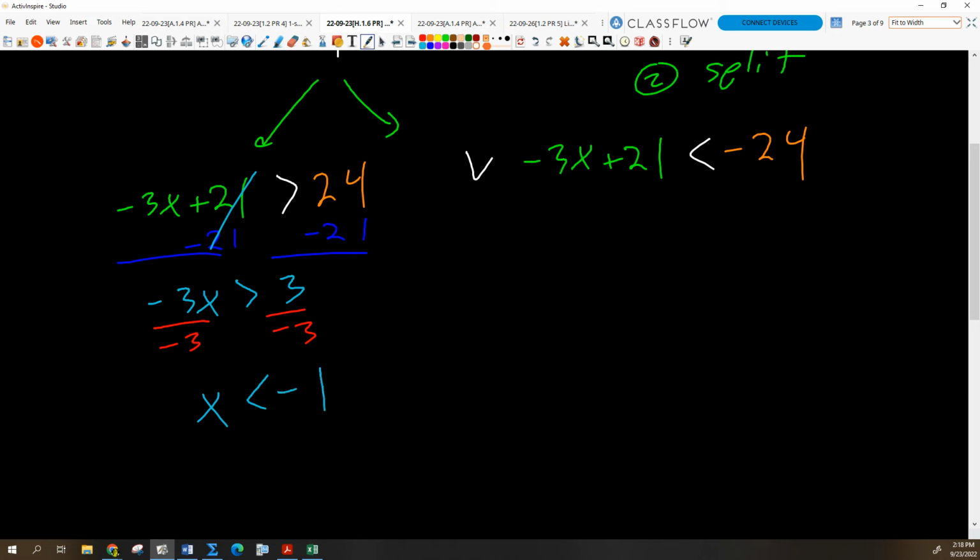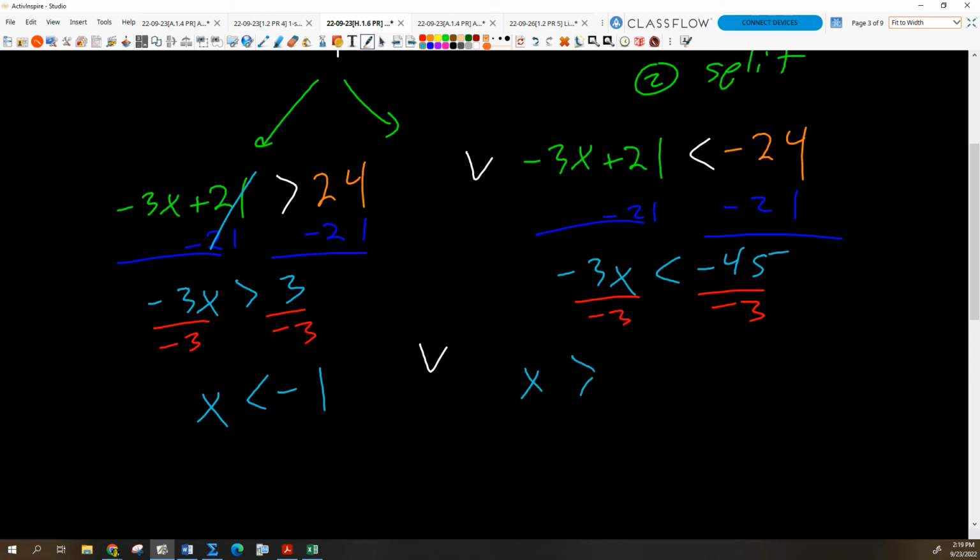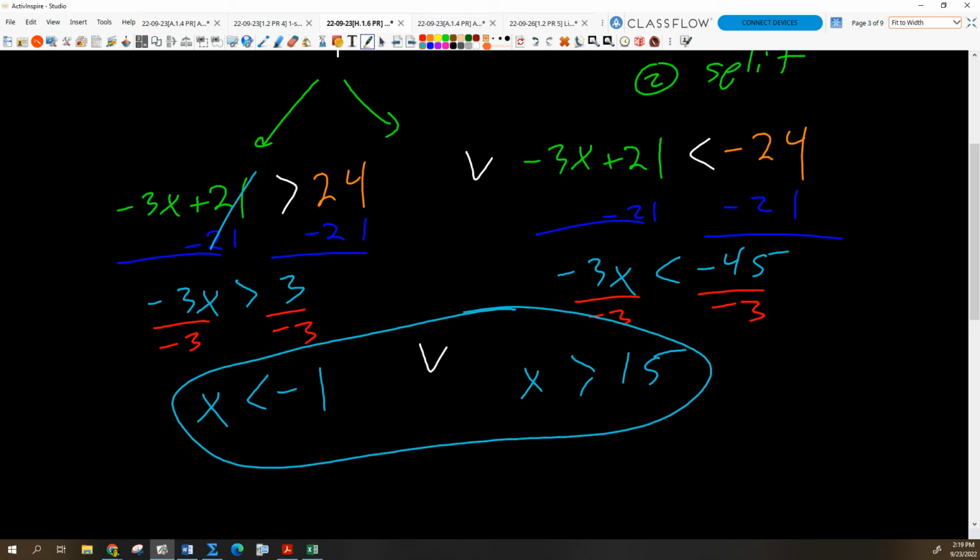Or over here, what are we going to get? We subtract 21. So what's that give me? Negative 45. Good. Negative 3x is less than negative 45. Divide by negative 3, which means flip the sign, good. And so we end up with x is greater than positive 15. So x is less than negative 1 or x is greater than 15.